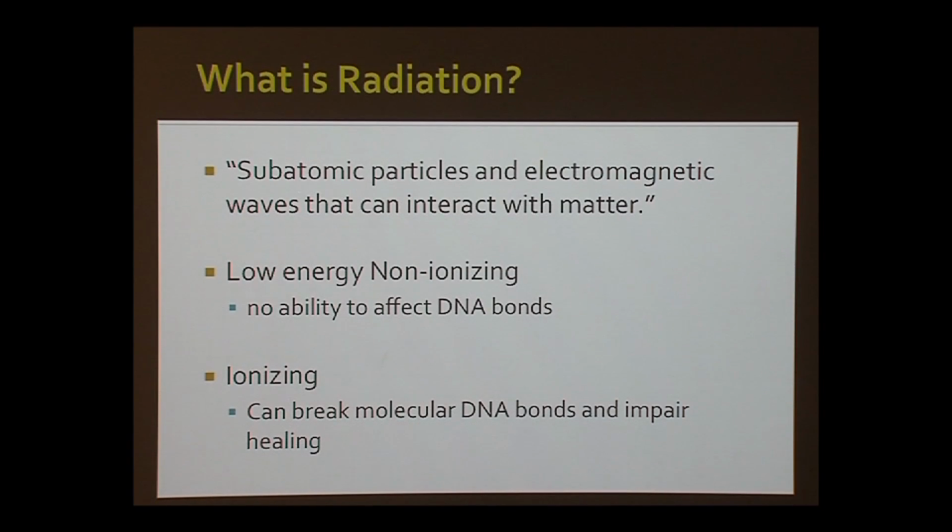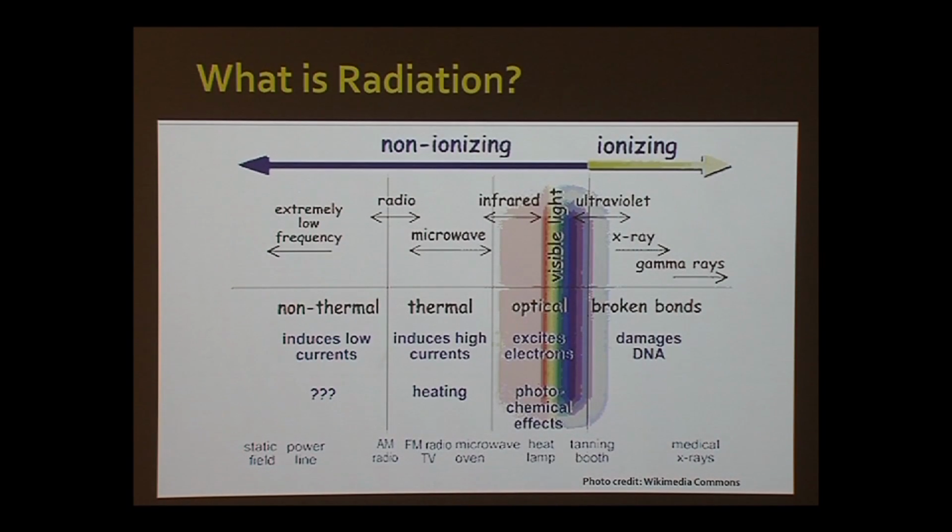The most basic definition of radiation is subatomic particles and electromagnetic waves that can interact with matter. Matter being you, me, inanimate objects, anything. There are two different types of radiation that we talk about, and only one of them is really the type that we're focusing on tonight, and that's ionizing radiation. This is the type of radiation that is powerful enough to affect your DNA and break bonds. The low energy non-ionizing radiation is not powerful enough to affect DNA bonds, and you'll be familiar with some of those types of radiation as well.